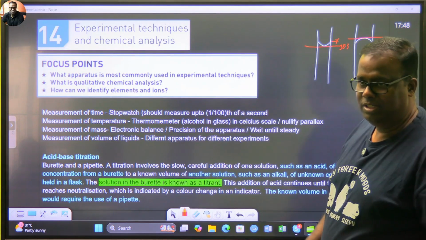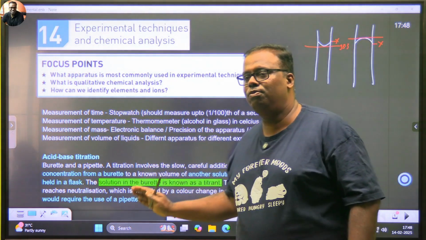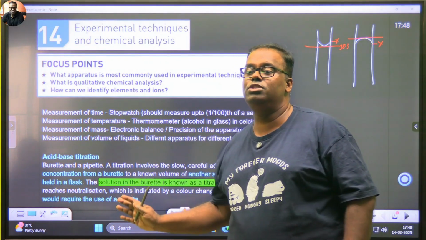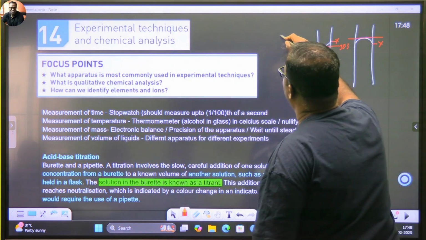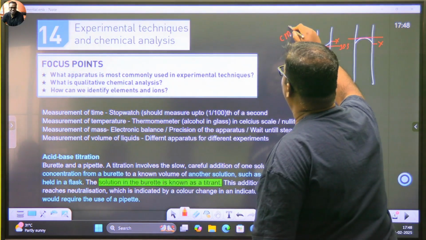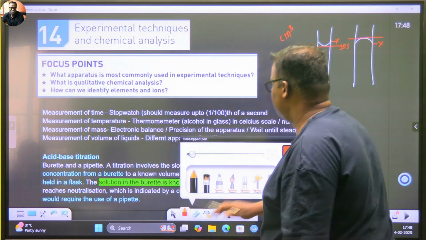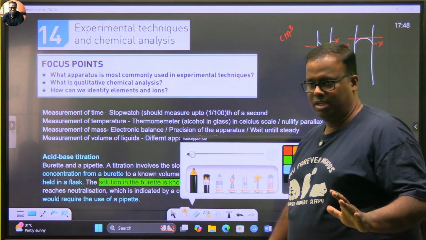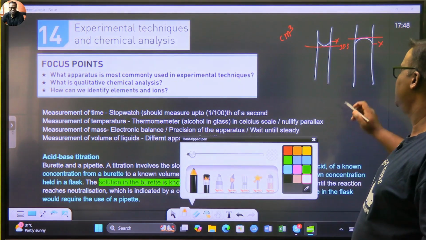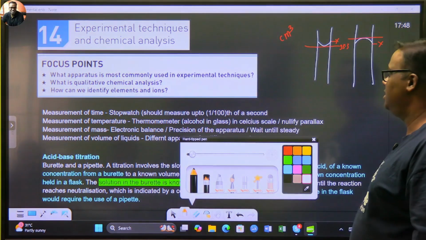Understood? So this is one type of volume measurement where we are using burette and pipette. This type of measurement will actually use the unit centimeter cube. Anyone has any confusion with unit conversions? Centimeter cube, right? This will have units as centimeter cube. Let's see the next type.